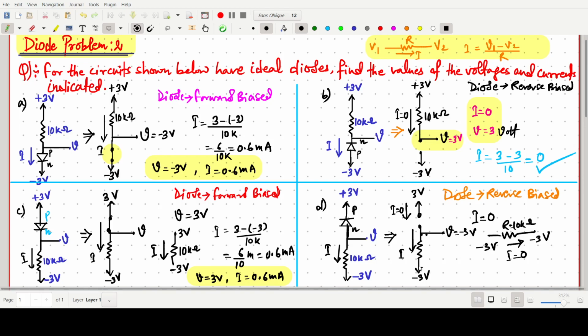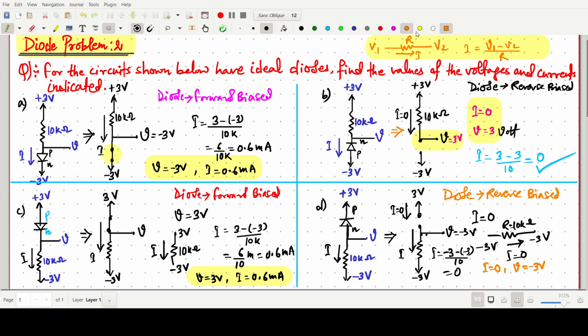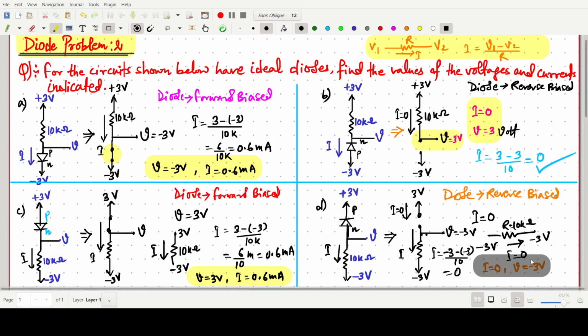So we can simply say I equals -3 minus of -3 by 10, whatever, this one is 0, so 0. So the current equation, I'm taking a different color: the I value here is 0 and V value will be -3 volt. So this is the answer for this one. It is very simple.